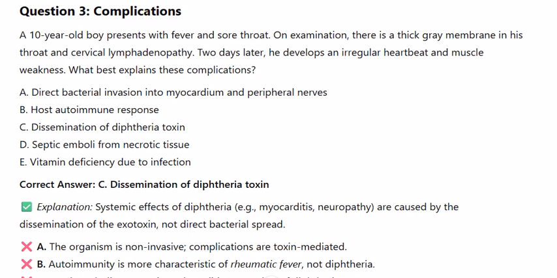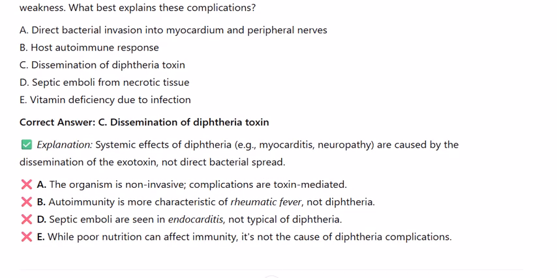Explanation: systemic effects of diphtheria, e.g., myocarditis and neuropathy, are caused by the dissemination of the exotoxin, not direct bacterial spread. A. The organism is non-invasive. Complications are toxin-mediated. B. Autoimmunity is more characteristic of rheumatic fever, not diphtheria. D. Septic emboli are seen in endocarditis, not typical of diphtheria. E. While poor nutrition can affect immunity, it's not the cause of diphtheria complications.